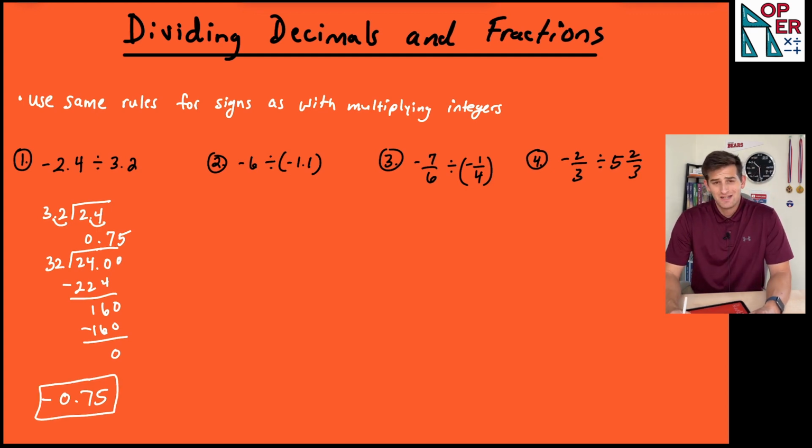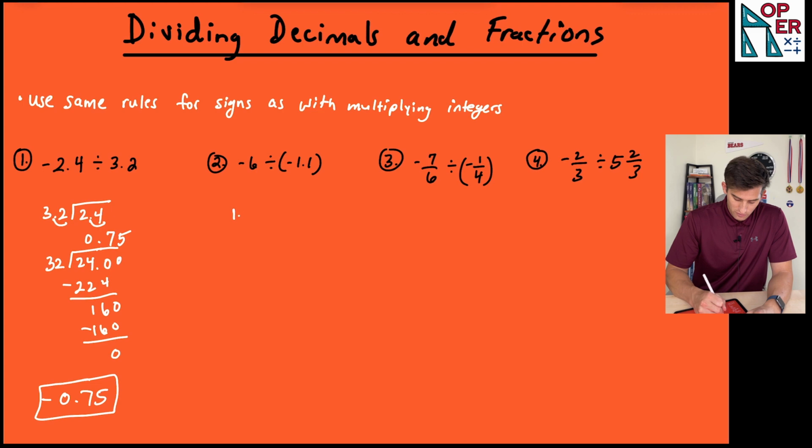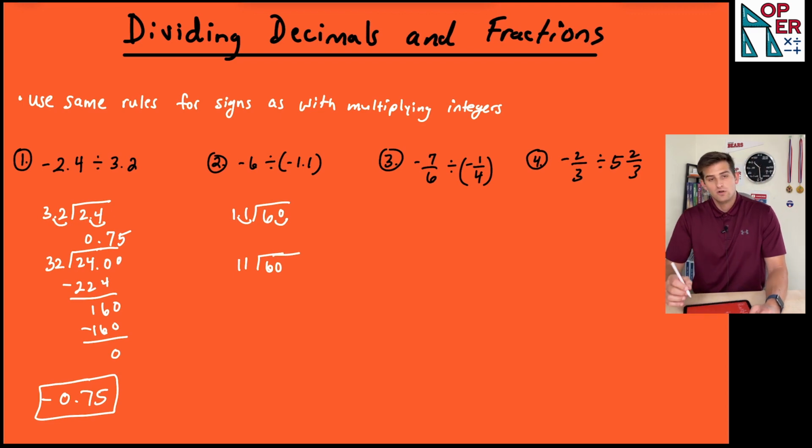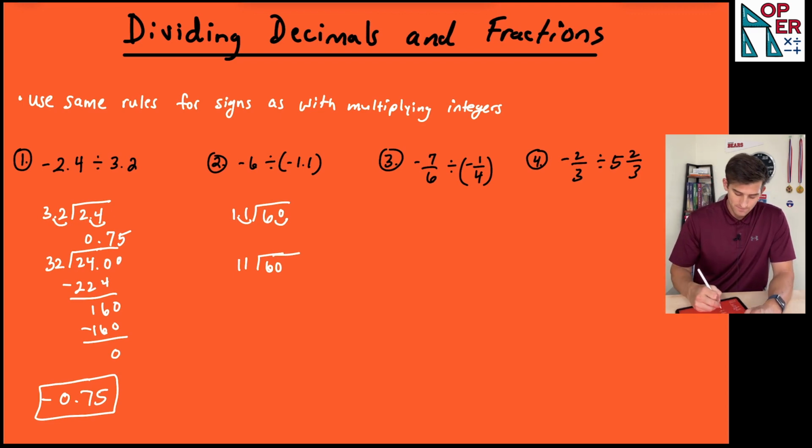Negative 6 divided by negative 1.1. So negative divided by negative, so we know our answer should be positive. So let's do 1.1 on our outside and then 6 here on the inside. We need to move the decimal on 1.1, so let's move it also on 6. So now we have 11 and we have 60. Okay, well, how many times will 11 go into 60? That would be 5 times, and that would be 55.